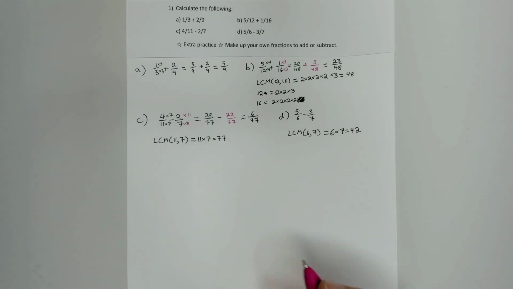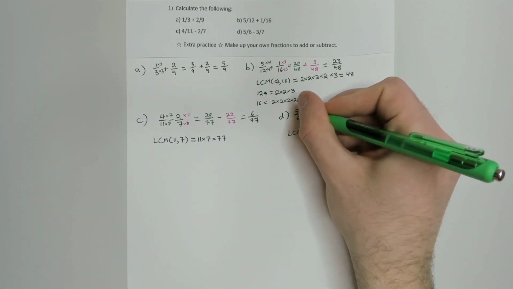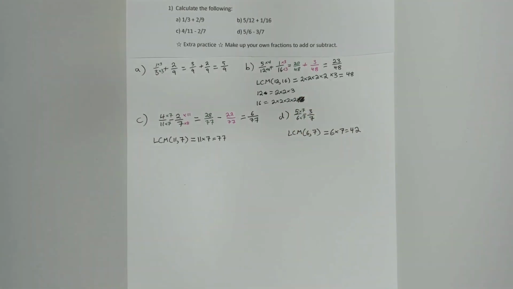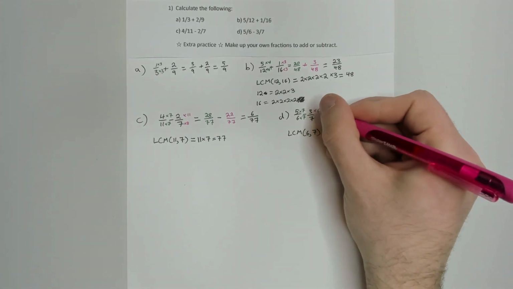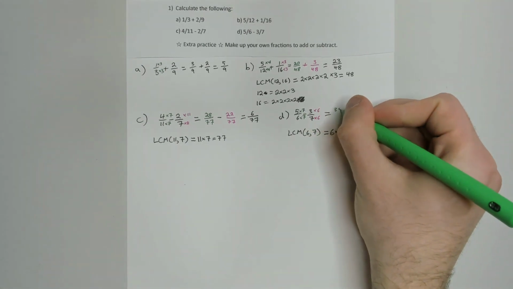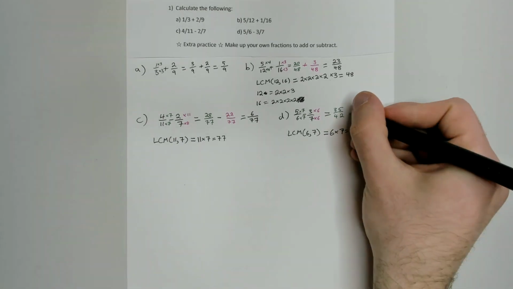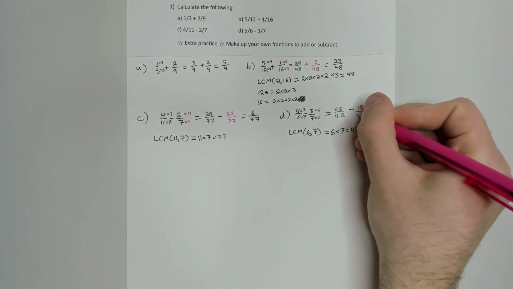So that means for the first fraction, 5 over 6, we're going to have to multiply the numerator and denominator by 7 in order to make it our common denominator of 42. And for our second one, we're going to have to multiply the numerator and denominator by 6. Alright, so doing that, we get 5 times 7 is 35, 6 times 7 is 42, and then 3 times 6 is 18, and 7 times 6 is 42.